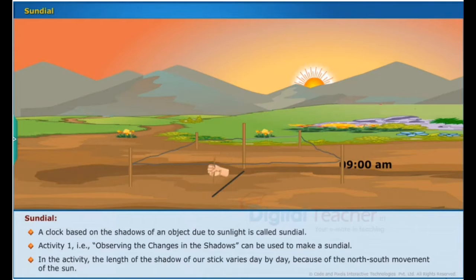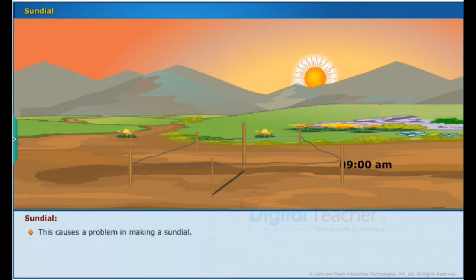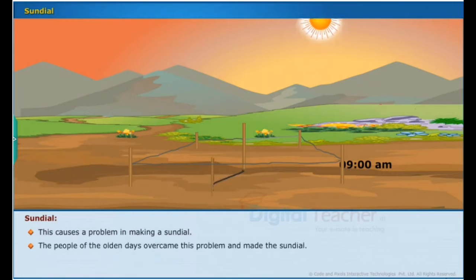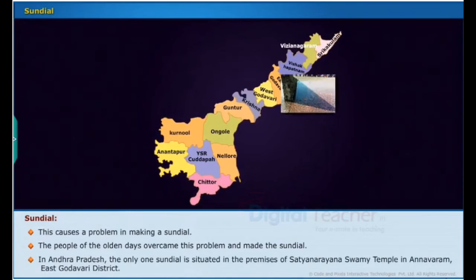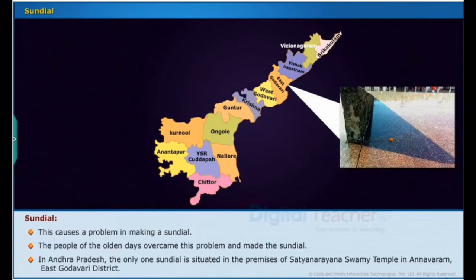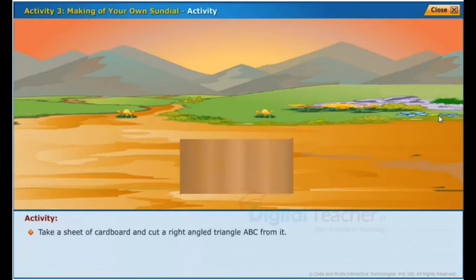In this activity, the length of the shadow of our stick varies day by day because of the north-south movement of the sun. This causes a problem in making a sundial. The people of the olden days overcame this problem and made the sundial. In Andhra Pradesh, the only sundial is situated in the premises of Satyanarayana Swami Temple in Annavaram, East Godavari district.